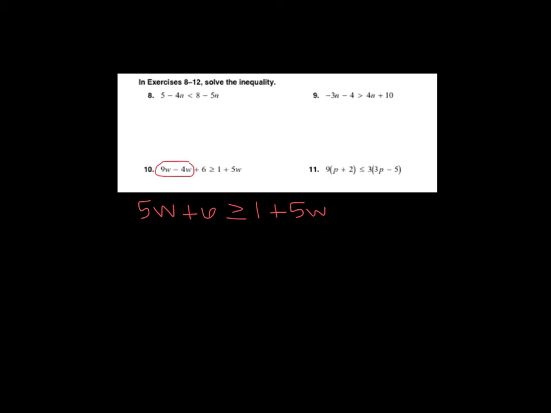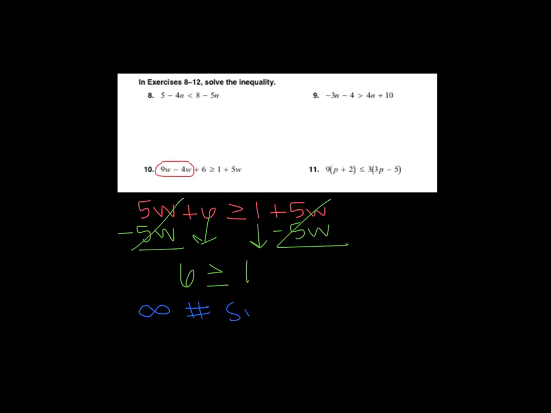From this point, the opposite of positive 5w is to subtract 5w. So I'm going to subtract 5w from both sides. What you notice is both of those cancel out, and I'm left with 6 is greater than or equal to 1. Is that true? Is 6 greater than or equal to 1? The answer is yes. If you're left with a true statement, then you know you have an infinite number of solutions for this inequality.